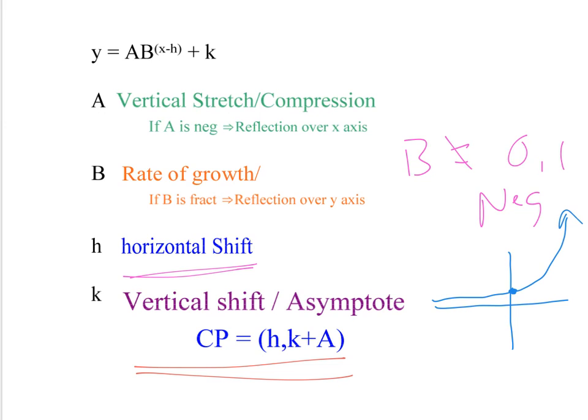There's our one critical point. Okay, the critical point, if you're a mesmerizer, which I am not, but your critical point is going to be at the ordered pair h, k plus a. Okay, and know that the asymptote will always be the k value.